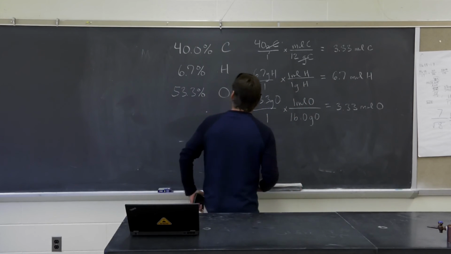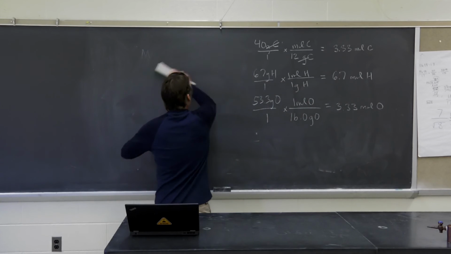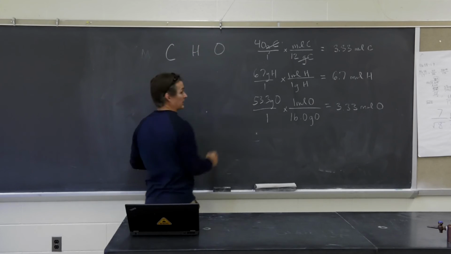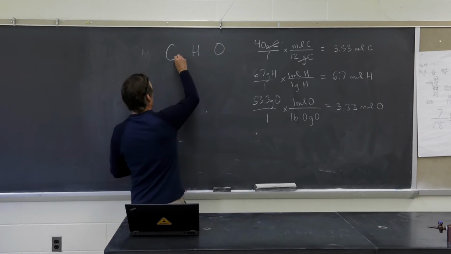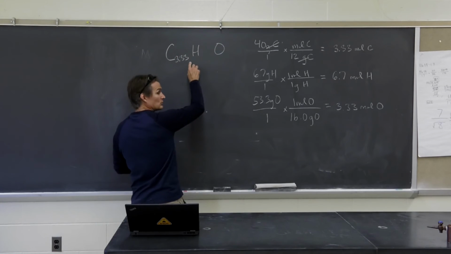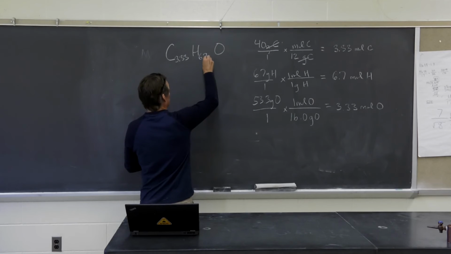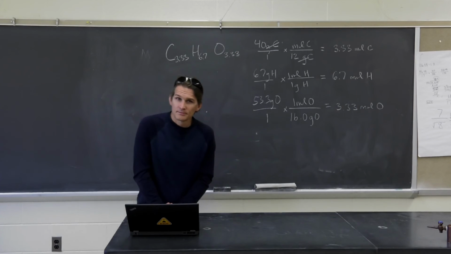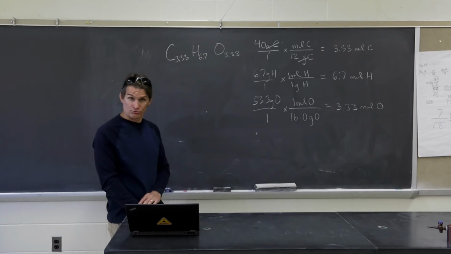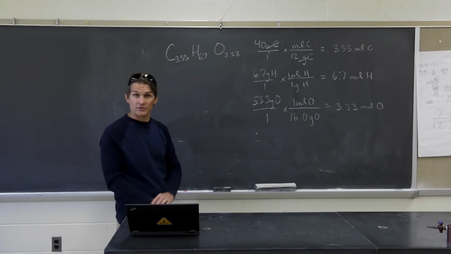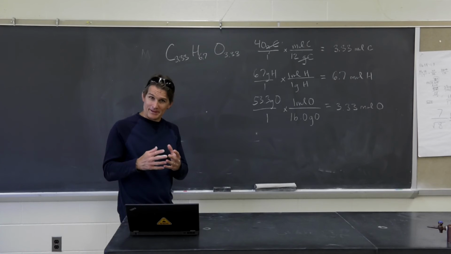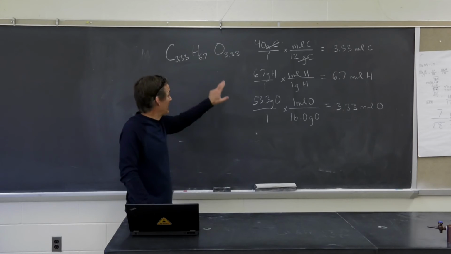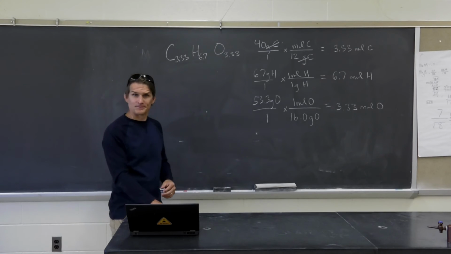So at this point, I could write the following. In glucose, which has carbon, hydrogen, and oxygen in it, it would be appropriate for me to say there are 3.33 moles of carbon to every 6.7 moles of hydrogen to every 3.33 moles of oxygen. That's an appropriate ratio to write based on the calculations that we've done. But of course, in molecules, you can't have a third of an atom. You can't have 0.7 of an atom. We want to talk about whole numbers.